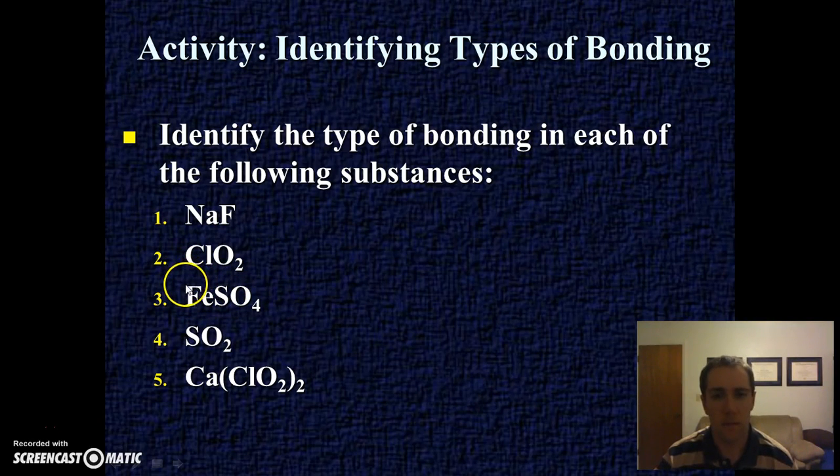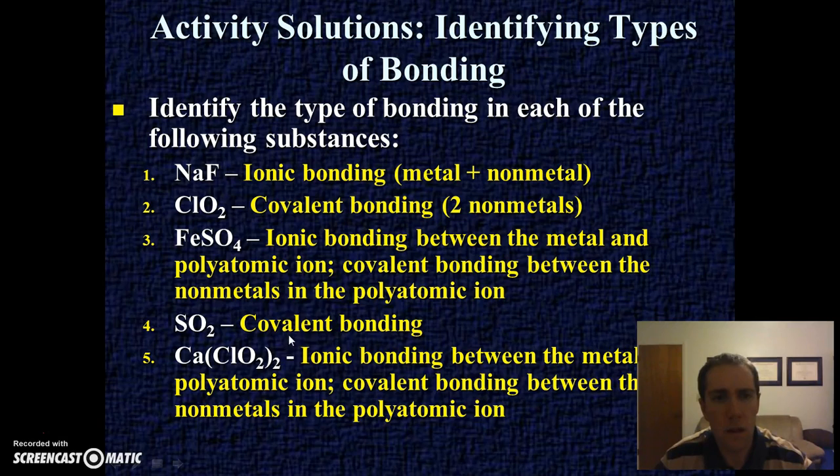Iron is a metal, ionic. SO2. They're all nonmetals, so that's covalent. This one's a little bit trickier. There is calcium. Calcium is a metal, so there is definitely ionic bonding. But if we look at just this part of it, ClO2, those are nonmetals bound to nonmetals. So there's covalent bonding in here, but then there's also ionic bonding with the whole thing. So I hope you can see that, but this is a little more complicated than you would be expected to do on a quiz or an exam. So there are our answers. That's so that you have them.